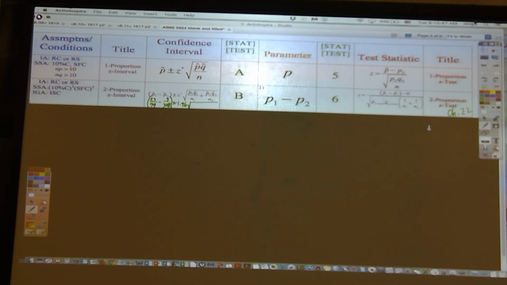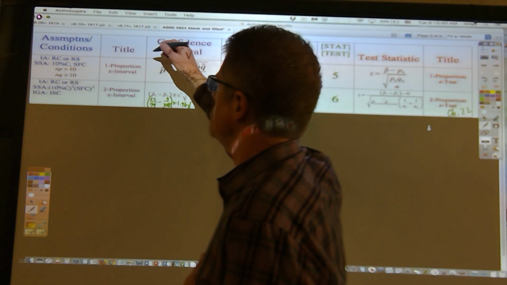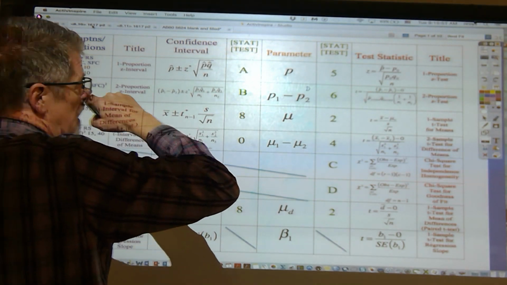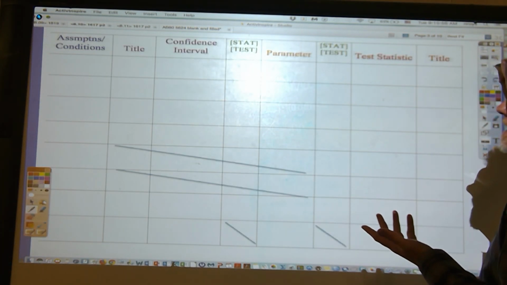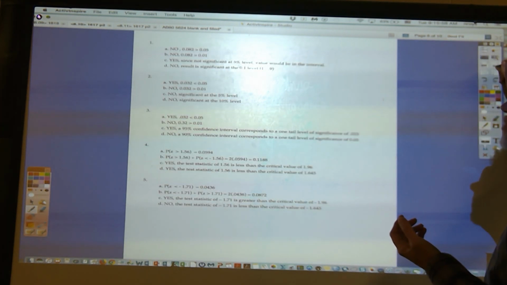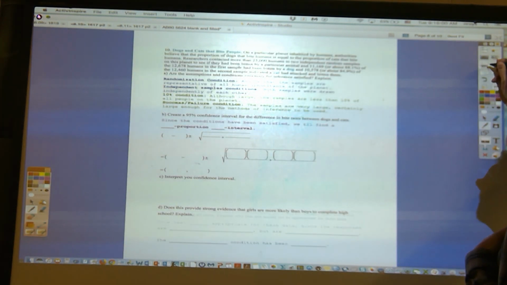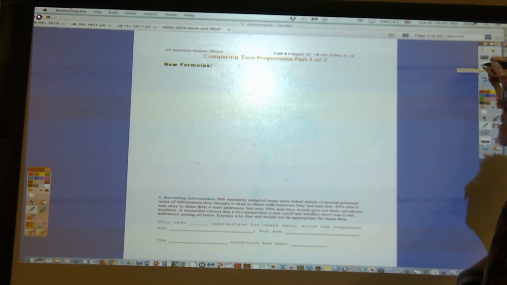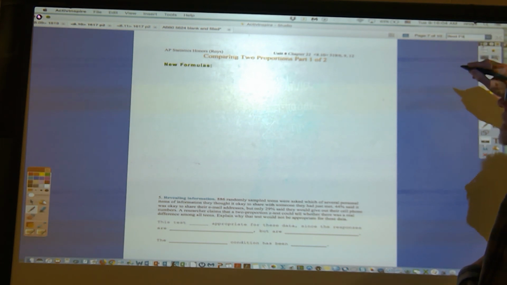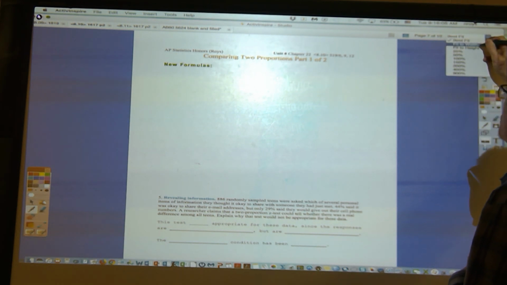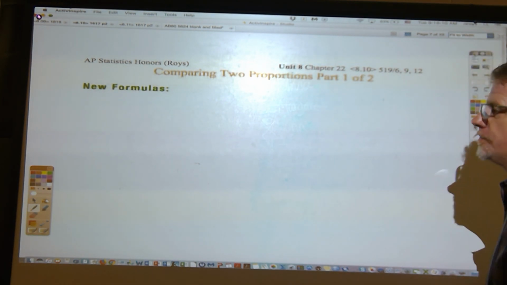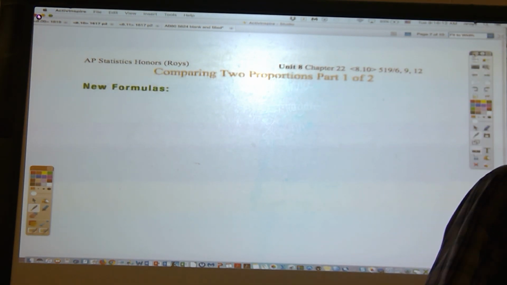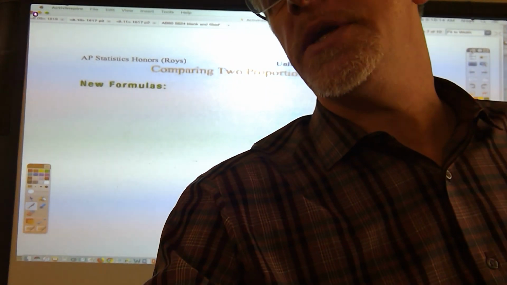Alrighty. Now, go to the 8.10 handout. I'll be honest with you, I can't even remember whether I gave you this handout, but it should look something like this: Comparing two proportions, part 1 of 2. Let me just pause the camera while I get you a copy of that.